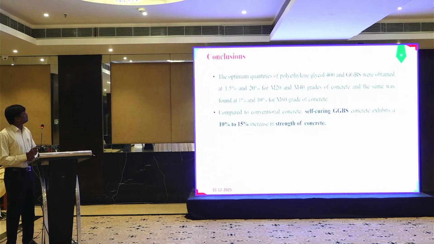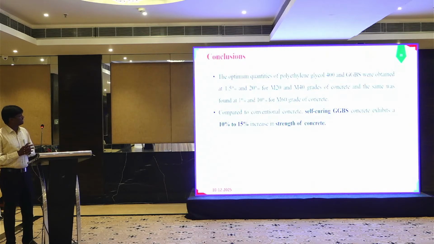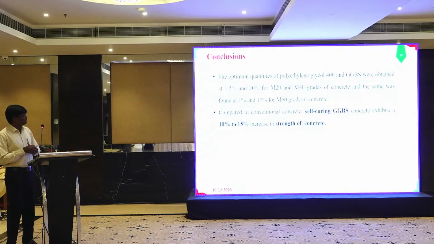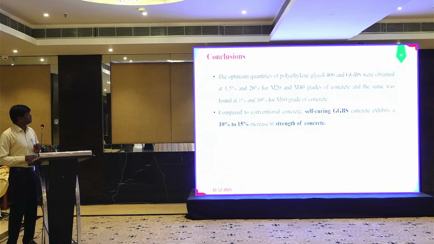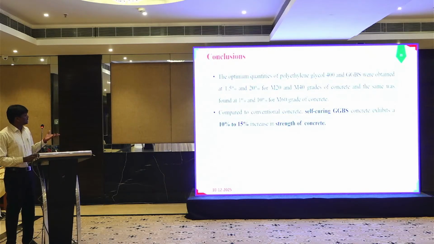The final conclusion is that optimum quantities of polyethylene glycol 400 and GGBS were obtained: 20% GGBS in M20 and M40 grades, and PEG 1.5% in M20 and M40 grades. Coming to the M60 grade, with 10% GGBS and 1% PEG, I got the maximum. So by using these two additional materials in concrete, overall strength of the concrete was improved by 10 to 15%.